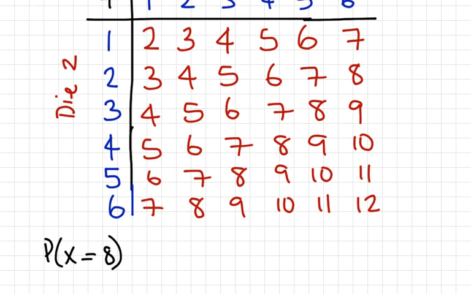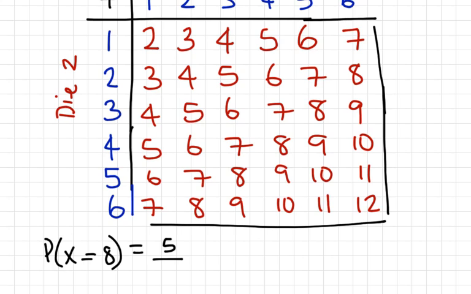Well, look how easy this is now. How many 8s have I got? 1, 2, 3, 4, 5 eights I've got there. So I immediately know that my probability is 5 out of something. How many numbers have I got? Well, I've got 6 down this side and 6 across, which makes 36 numbers. So 5 out of 36. And that's the beauty of a sample space diagram.